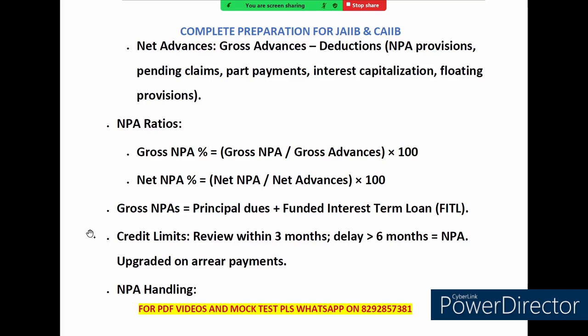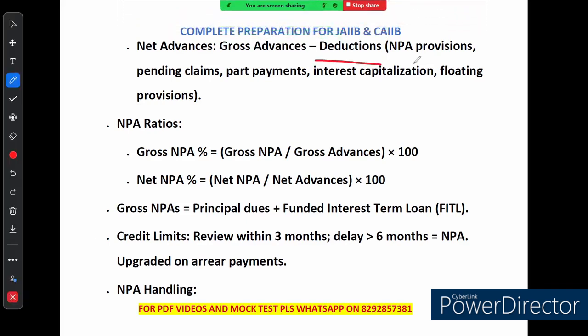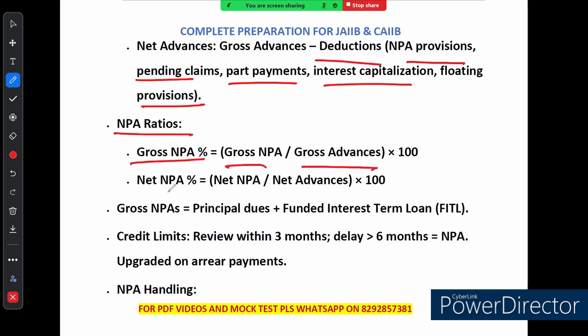Now if we talk about the net advance, this is calculated by taking gross advance and subtracting the deductions, that is NPA provision, pending claim, part payment, interest capitalization, floating provision, right? Then we have the NPA ratio. Gross NPA percentage is the ratio of gross NPA upon gross advances, and net NPA percentage is equal to net NPA upon net advances multiplied by 100 to convert into percentage. And you know, gross NPA includes principal dues and funded interest term loan, that is called FITL, right?